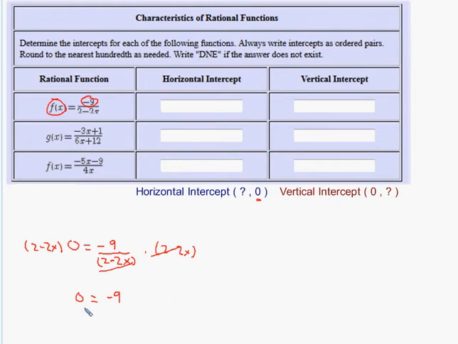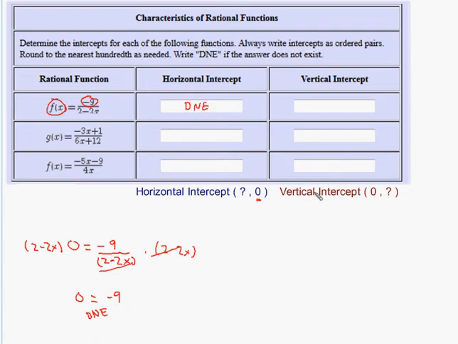Now, to solve this, we are to find x values for which 0 would be equal to -9. Well, that's absurd. 0 is never equal to -9, so there's no solution. In math, if there's no solution, we say it does not exist. The solution does not exist. So for the horizontal intercept, "does not exist" is going to work.